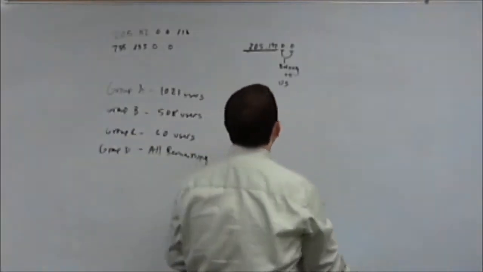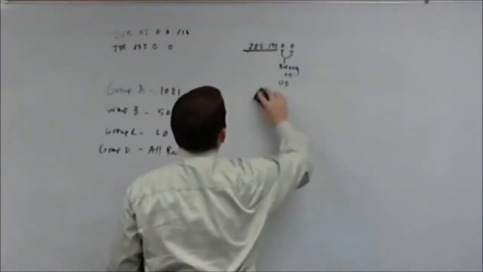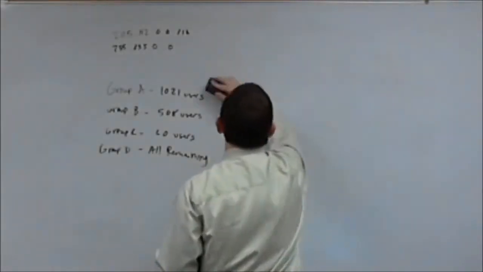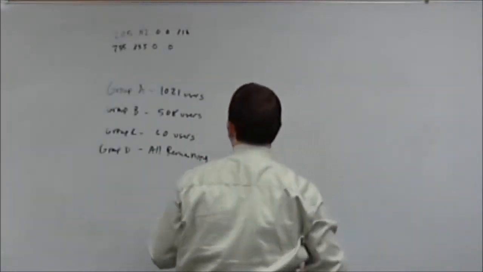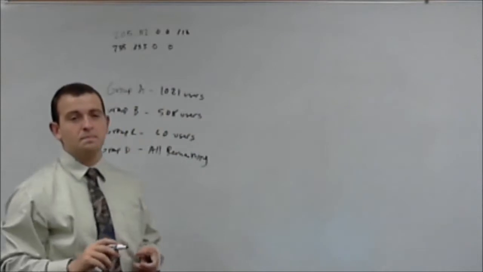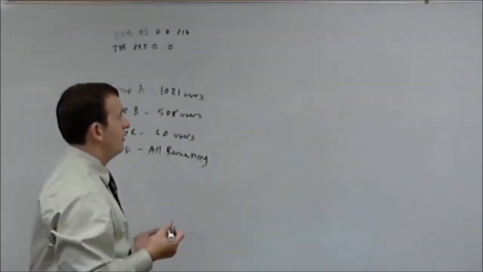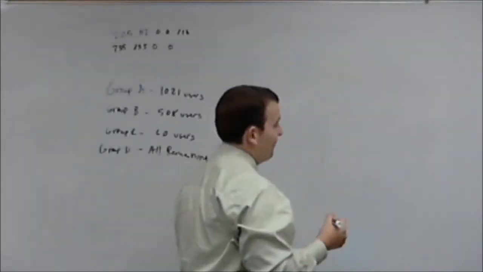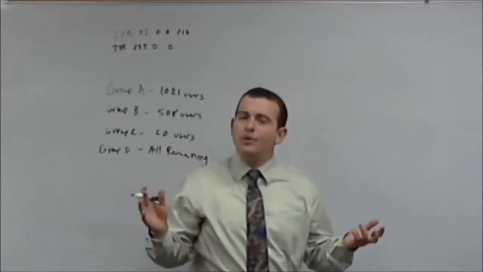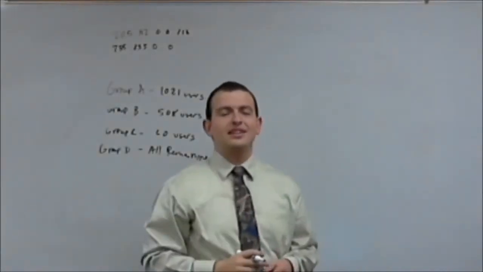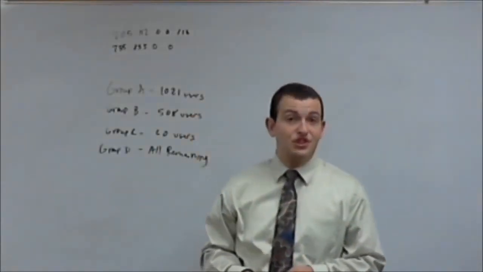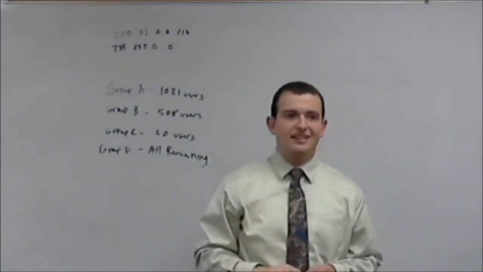What we need to do first is find a subnet that is going to allow us to put 1,021 users in it. So let's figure it out. Wait, how are we going to figure it out? That's what you're asking yourself right now. So I'm going to show you the cheater's way. It's really fast this way.